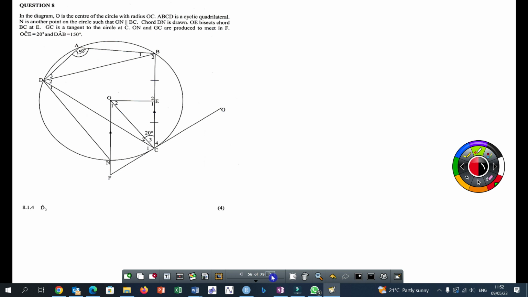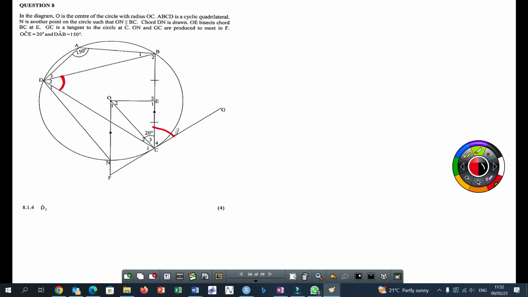This one here. You needed to find the size of D2. So D2 is this angle here. Now, to find D2, I hope you're all aware that this angle here, that angle C4, is equal to D2. It's an angle between a tangent and a chord, and the chord subtends angle D2 at the circumference. So you can use the tan chord theorem.